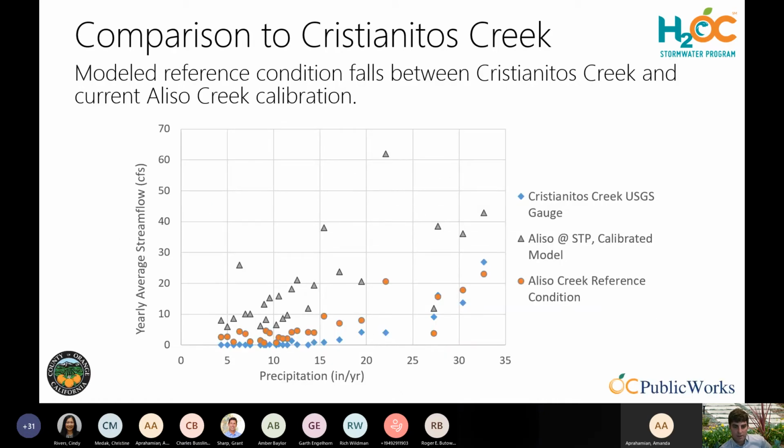This plot shows us something similar, in the sense that especially when we get up into bigger wet years, we tend to line up a little bit better. The orange line is the Aliso reference, and the blue diamonds are the Cristianitos Creek. So we tend to align a little better up here, but certainly in the low flow range, there's a lot more years where Cristianitos is pretty dry most of the year, and the Aliso reference condition shows us more perennial flow in the system. So, average annual plots.